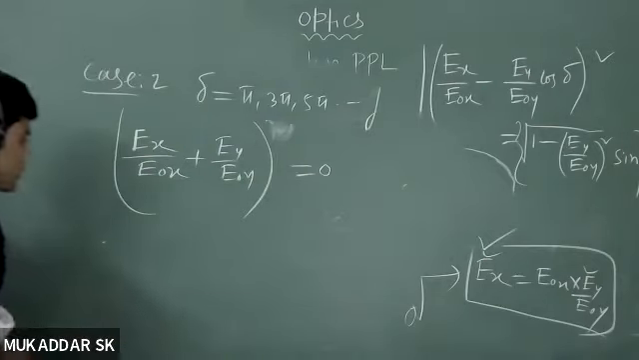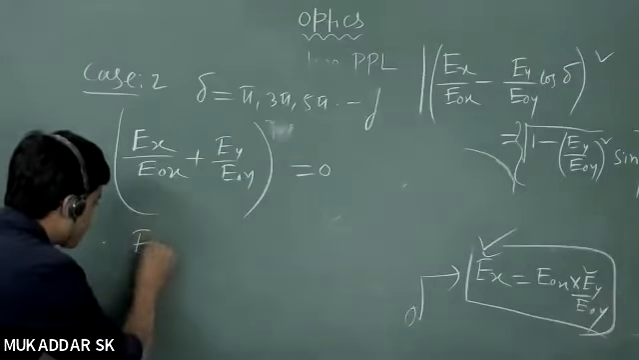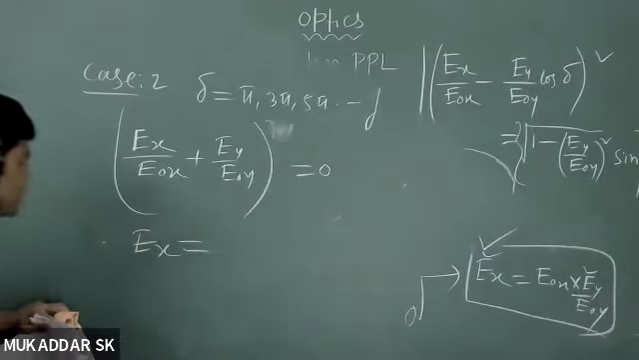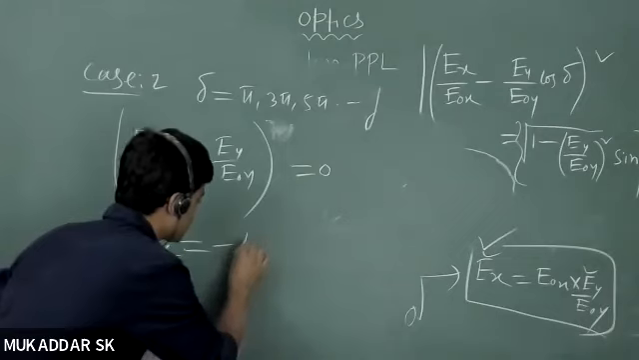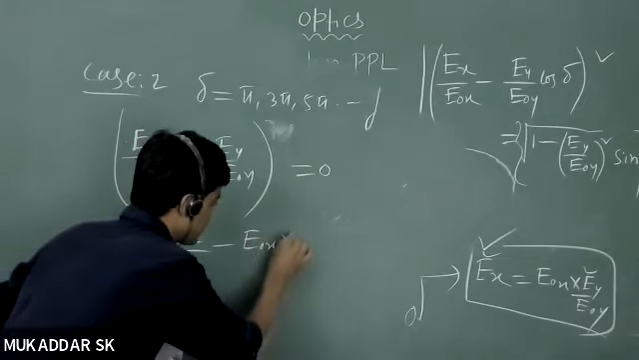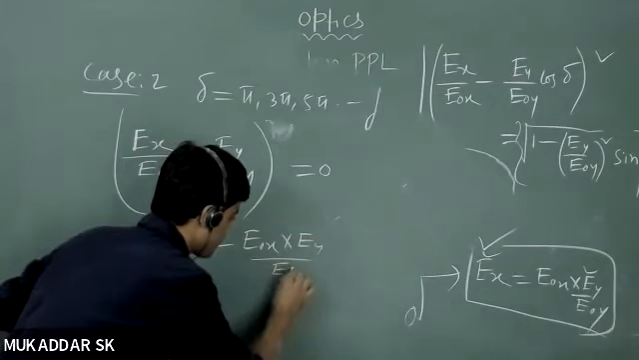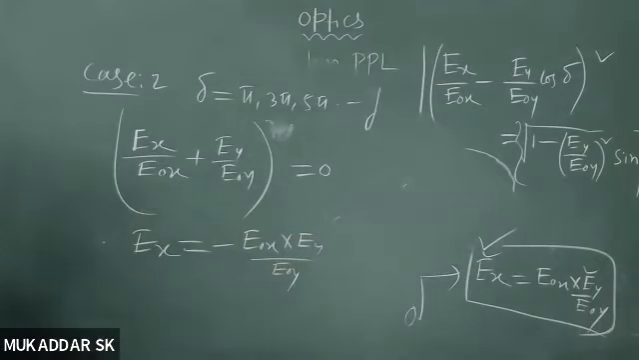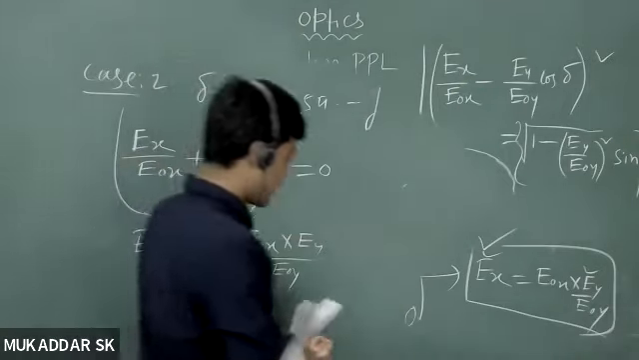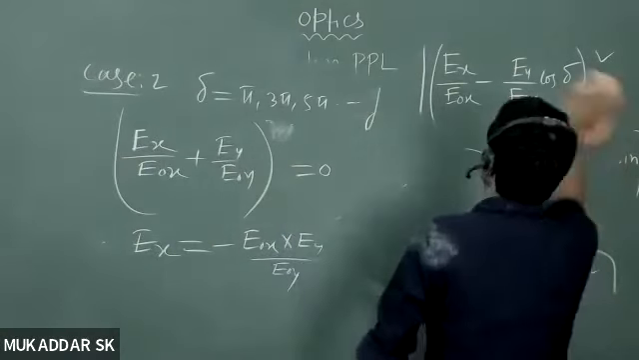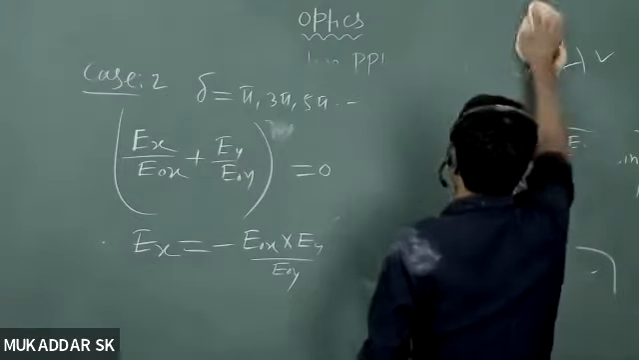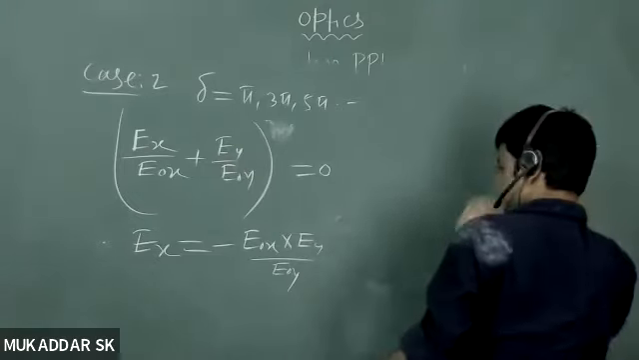ठीक है. तो इस तरह के केस में emerging ray का प्रोफाइल किस तरह की होगा? So I can write Ex equals to nothing but minus E naught x into Ey divided by E naught y. Can I write like this?